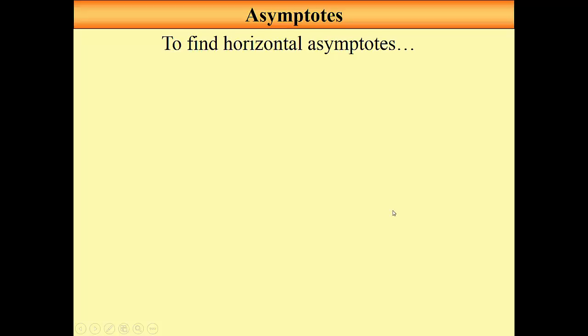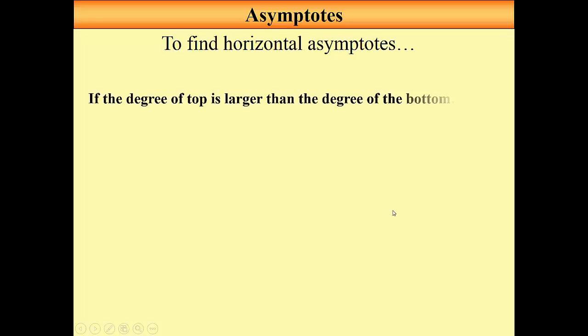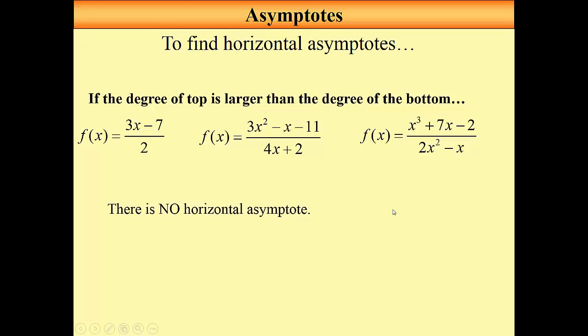Third and last situation, if the degree of the top is larger, then there is no asymptote. In the first one, that is 3x to the 1 on top, there are no x's on bottom, so it's a 0 degree, and so the degree of the top is larger than the degree of the bottom. Second one, the degree of the top is 2, degree of the bottom is 1. Third one, degree of the top is 3, degree of the bottom is 2. No horizontal asymptote.